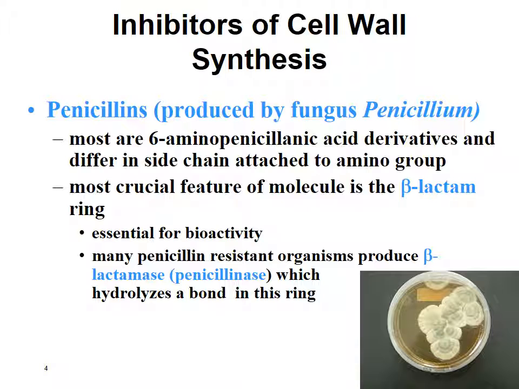Most of the penicillins, which are produced by the Penicillium fungus, as pictured here, are derivatives of an acid called 6-amino penicillinic acid, and they differ from one another with respect to the side chain attached to the amino group. The most crucial feature of the molecule is the beta-lactam ring, which is essential for bioactivity.